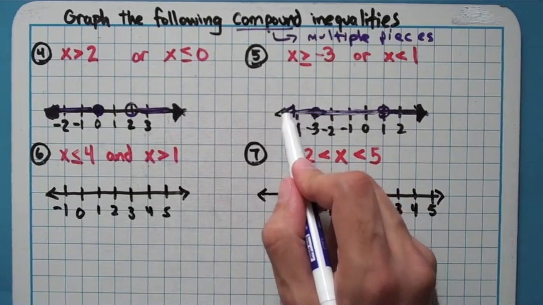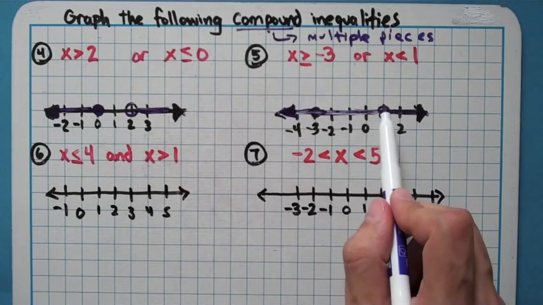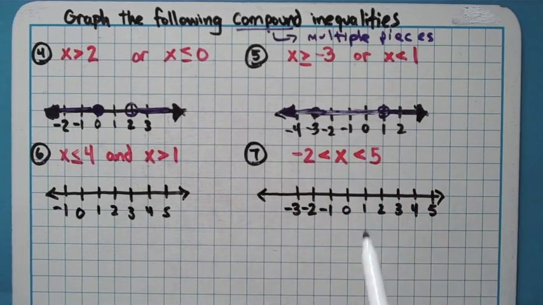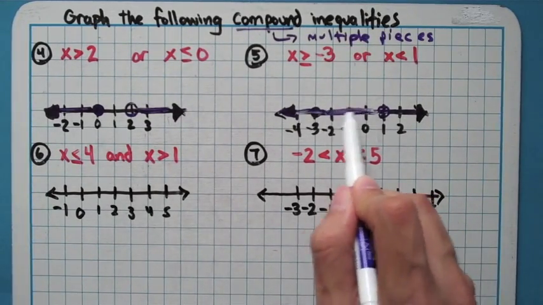So really on this problem, we have kind of two overlapping pieces from here to the left and from here to the right. The whole entire number line is shaded on that one. So the entire thing got shaded by either one inequality or the other.